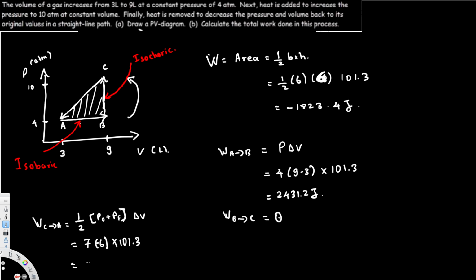If you calculate this, you will get negative 4254.6 joules. So this is negative, and to calculate the total, we have to add them together: 2431.2 plus 0 minus 4254.6 joules, and that's going to give you the same answer, negative 1823.4 joules. And that's how we do this kind of problem. I hope you guys find this video helpful. Thanks for watching.